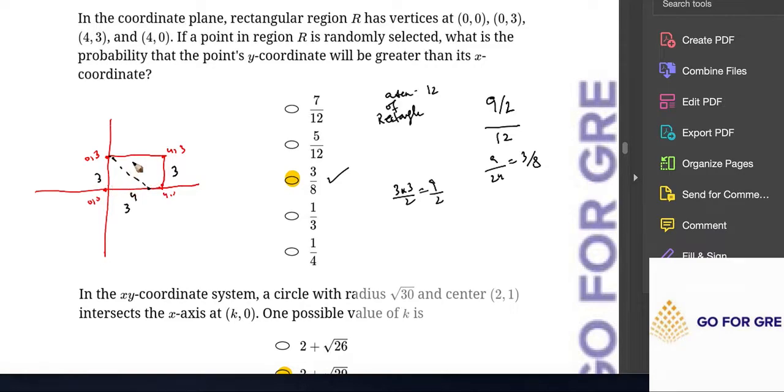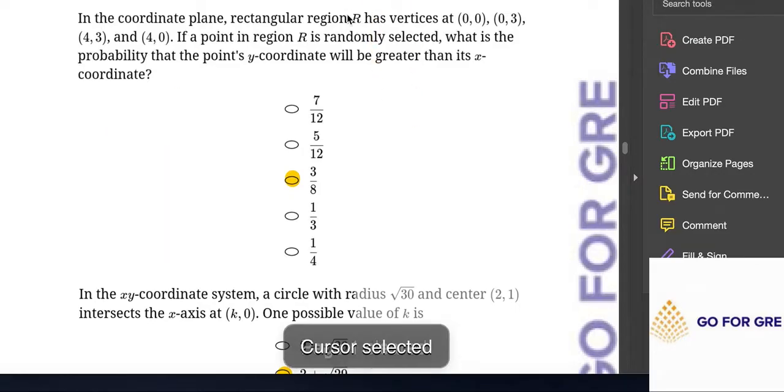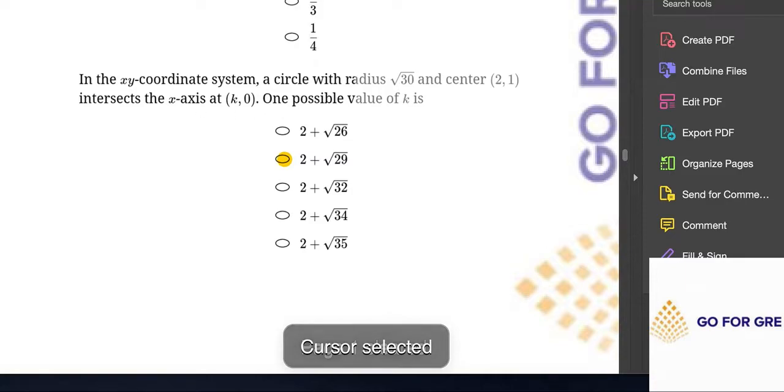Like this way you can solve this kind of question. There are also other ways, but this is the easiest way to solve this question. Okay, now moving toward the next question.